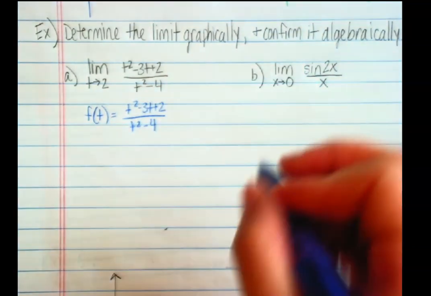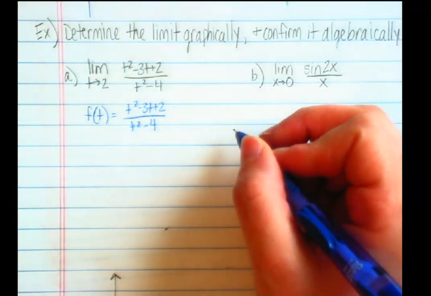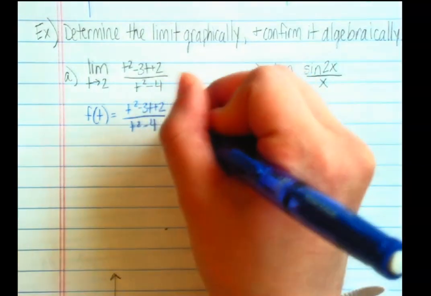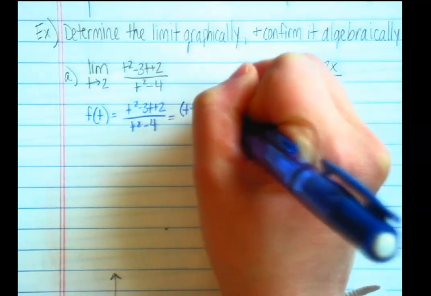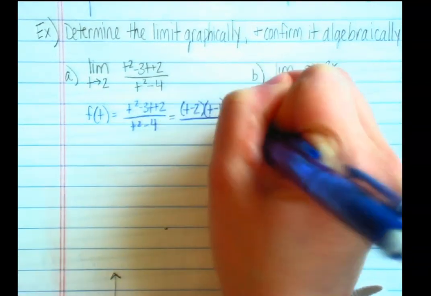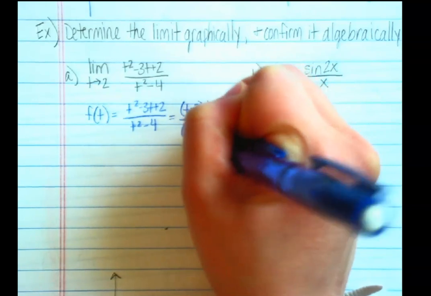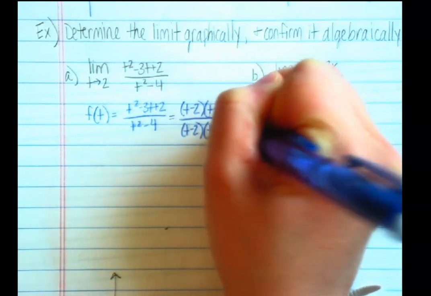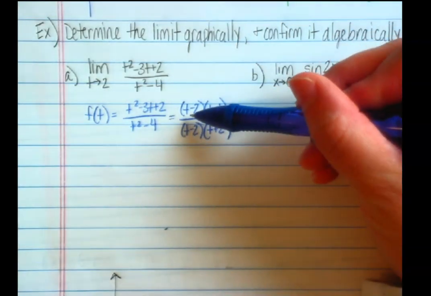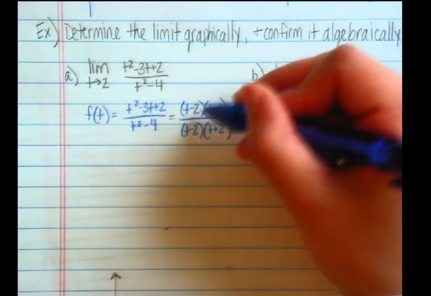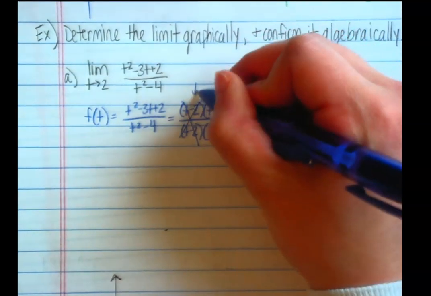Now remember, with rational functions, in order to graph them, we want to factor them so that we can see if there is a hole or not. So if I factor this, I'm going to get t minus 2 and t minus 1 in the numerator, and then t minus 2 and t plus 2 in the denominator. When you have a factor in common, like we do here, the t minus 2 in the numerator and the t minus 2 in the denominator, that's what tells you there's a hole.